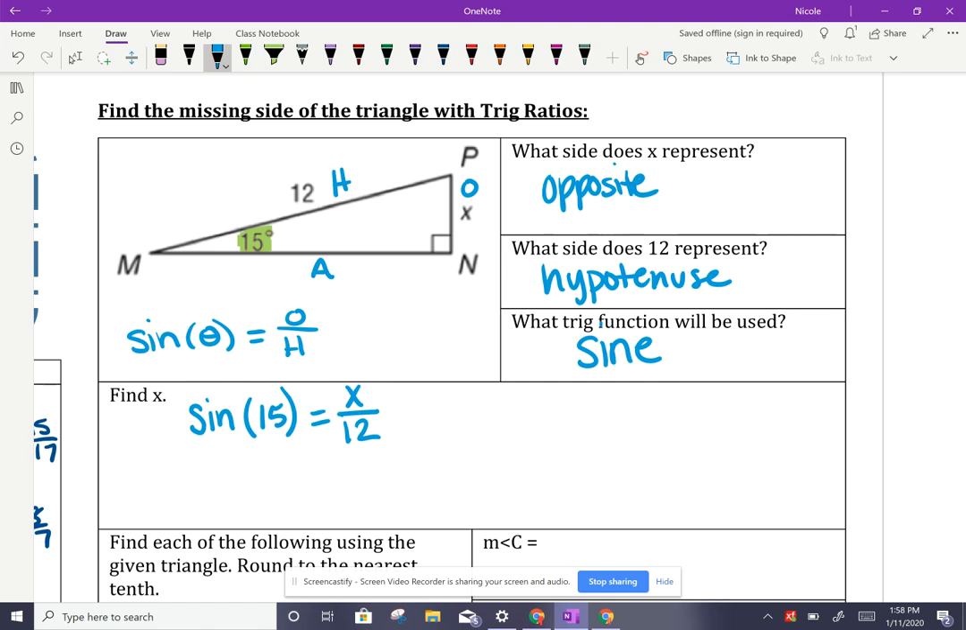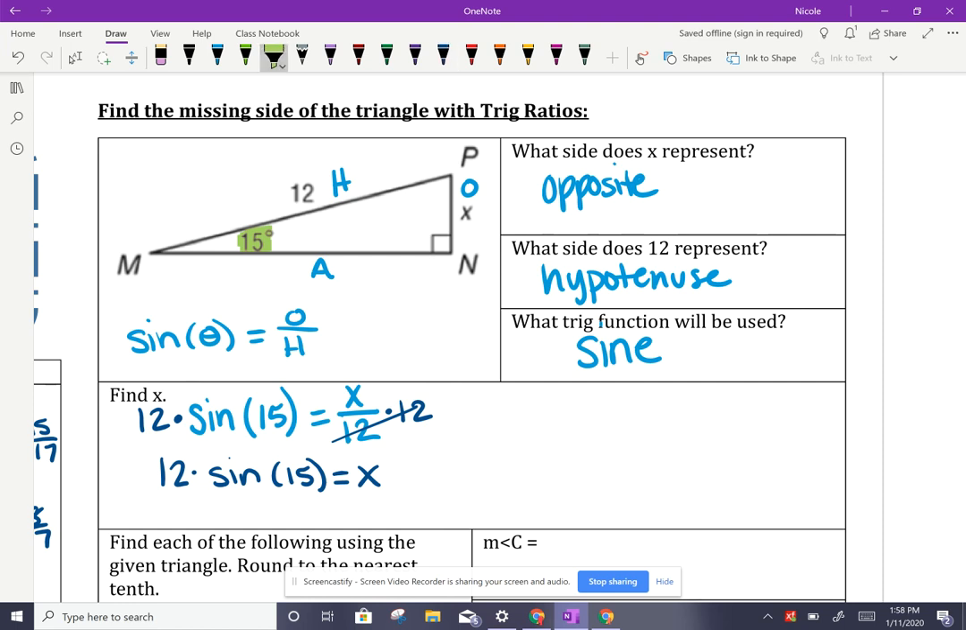So in order to do that, I need to move that 12. That 12 is stuck underneath X. It's being divided with X. So in order to move that, I need to do the opposite, which is multiply. So I'm going to multiply both sides by 12 and cancel out the 12 on the right-hand side. So I'm left with 12 times sine of 15 equals X.